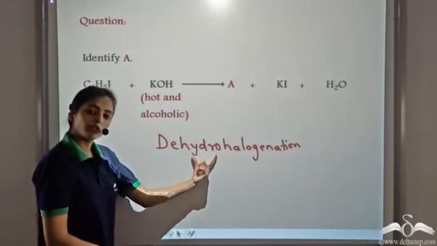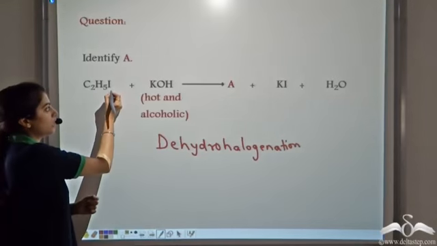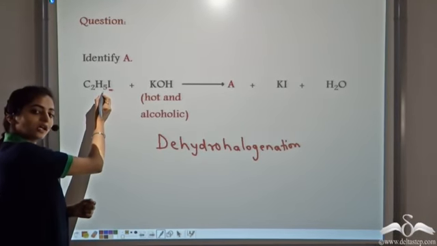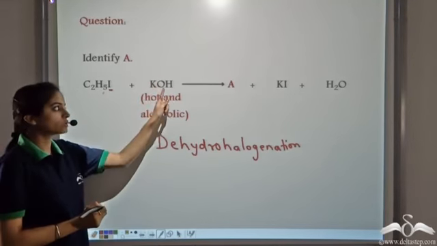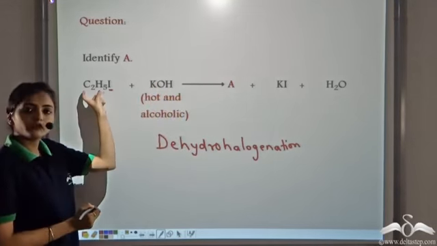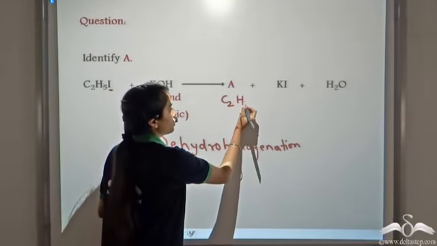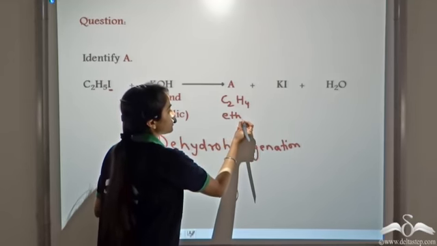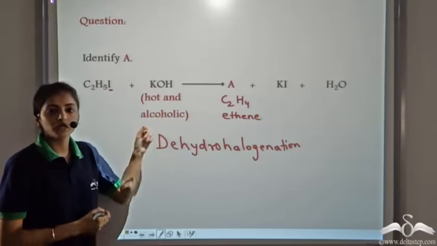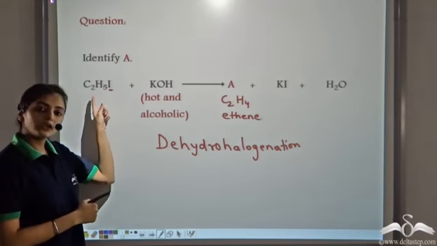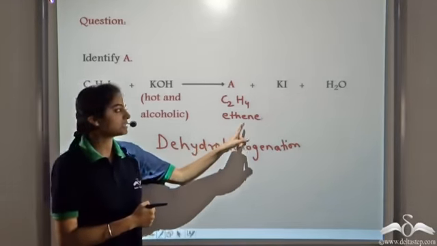That means the removal of one hydrogen atom and the removal of one halogen atom. In this case, our halogen atom is iodine and one hydrogen atom is removed. So the iodine goes and forms KI. The hydrogen atom goes with OH to form water and we are left with C2H4. So A in this case is C2H4, which is ethene. So in the presence of hot and alcoholic potassium hydroxide, the iodoethane undergoes a process known as dehydrohalogenation to form the gas which is ethene.